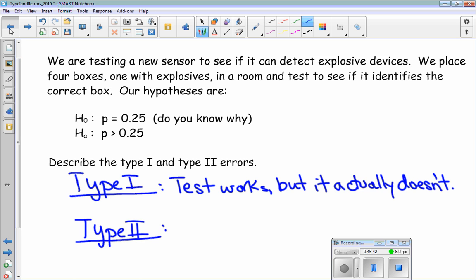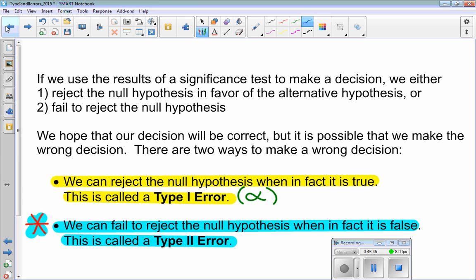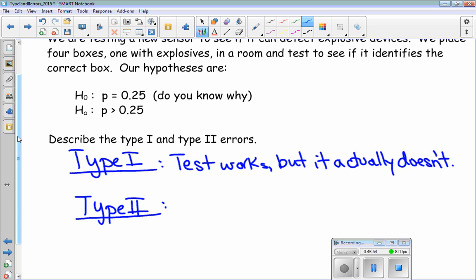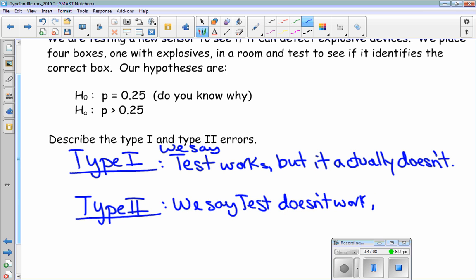A type 2 would be, okay, so let's just double check. So what's a type 2 again? It's when we don't reject the null, but it's in fact false. So in this case, the test doesn't work, but we say it does. So we say the test doesn't work, but it actually does. Okay? And Charles was like, well, in this case, which one's actually worse? Okay, in this case, you're right, it doesn't detect the problem. So we have to think about that.